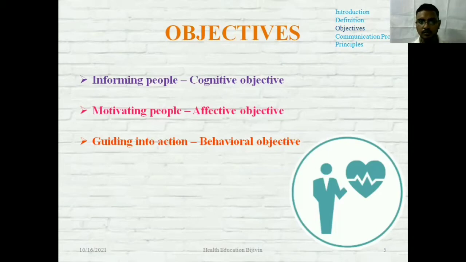So these are the objectives of health education. We have three objectives. First one is informing people. That is a cognitive objective. The second one is motivating people. That is an affective objective. And the third one, guiding into action. That is a behavioral objective.